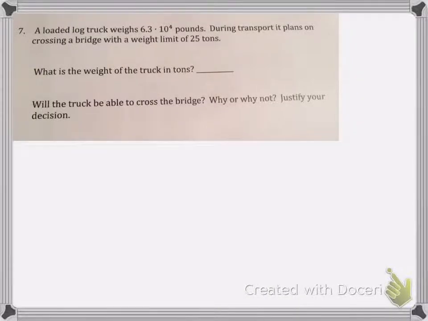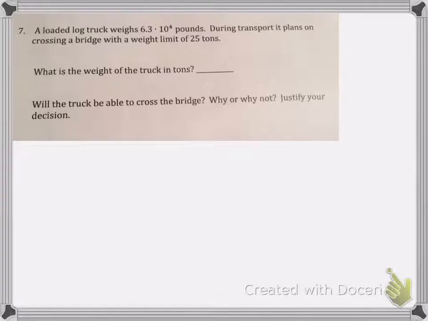In this prep question, there's actually a little less work to do. On the actual take-home, you're required to add the weight of the cargo with the weight of the truck. In this question, you were told that the loaded log truck weighs 6.3 times 10 to the 4th pounds. So all that combining is already done.